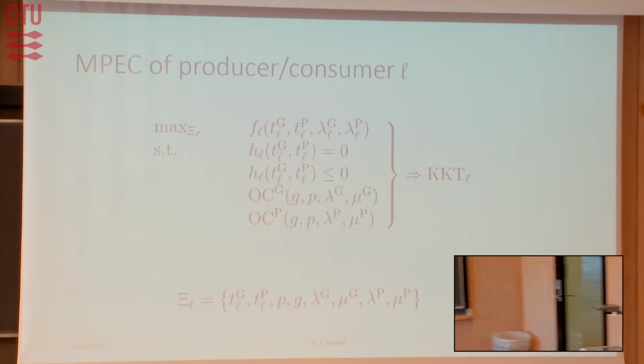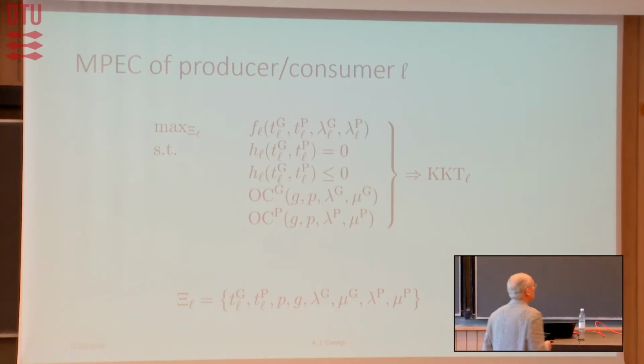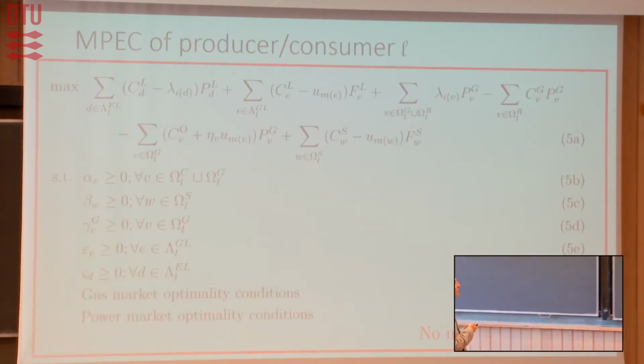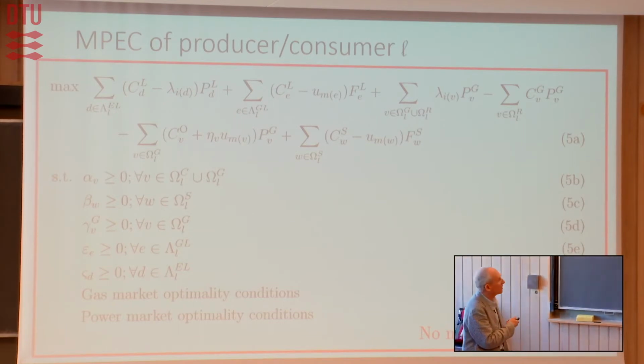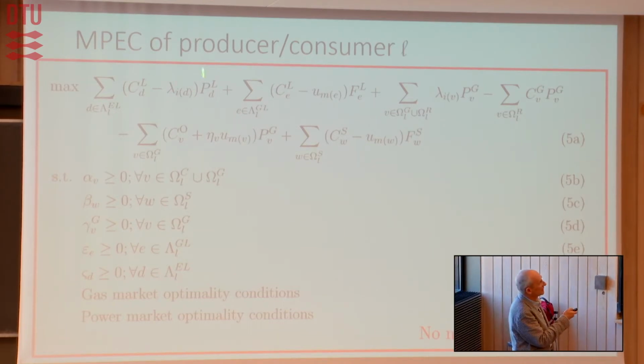So in this case, we use the KKT conditions of this problem. This is how the MPEC looks like, in this case, of a producer-consumer. This objective function, I'm not going to go into detail, but it includes all the possible... Yes? So I couldn't follow how we got more points.